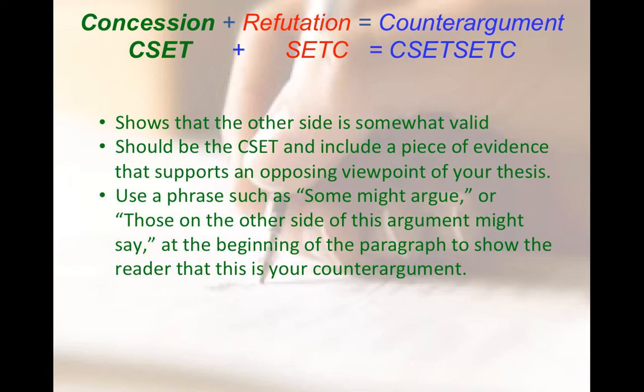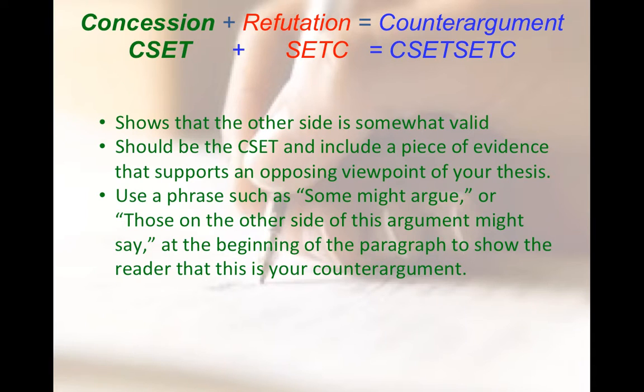Let's start with the concession. The concession shows that the other side is somewhat valid. So let's say we're talking about gun control. You might want to start your counterargument paragraph with something like, "Some might argue that gun restrictions are already too harsh and any more would violate the Second Amendment."